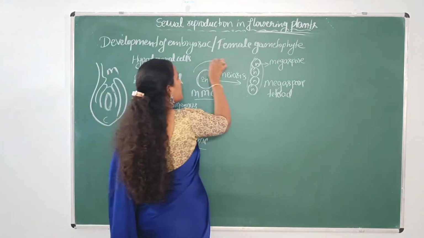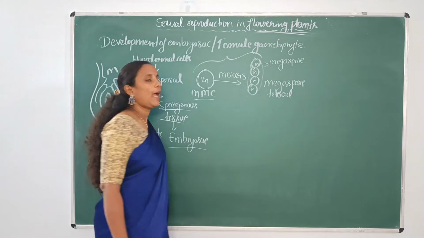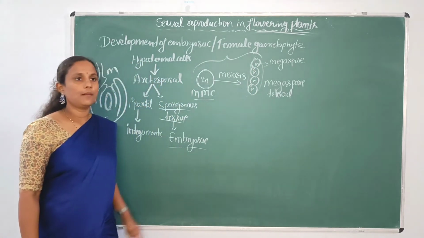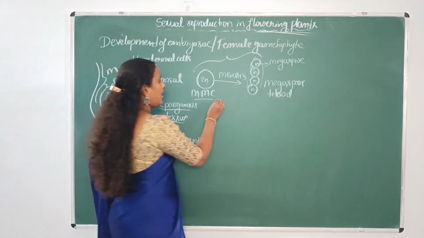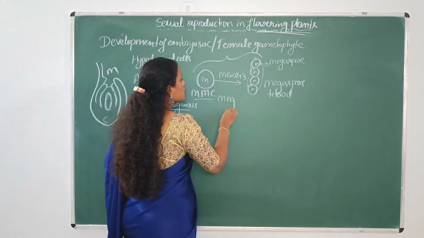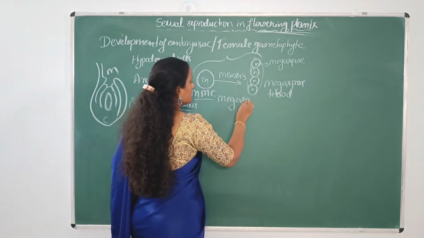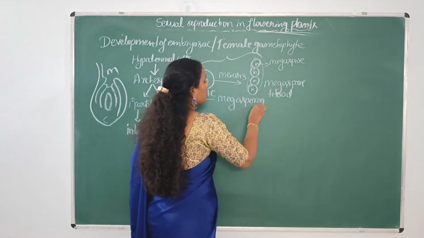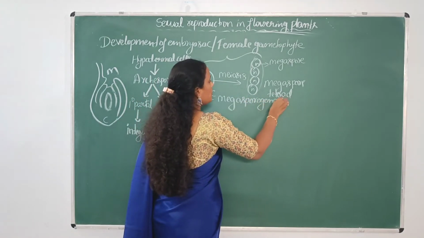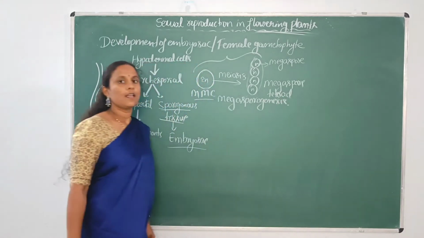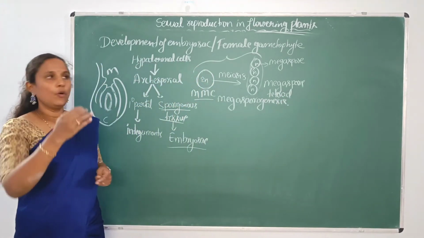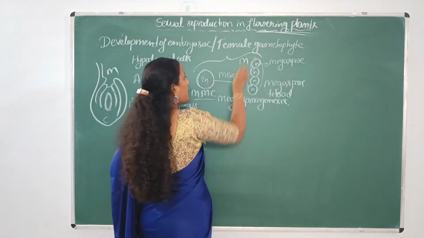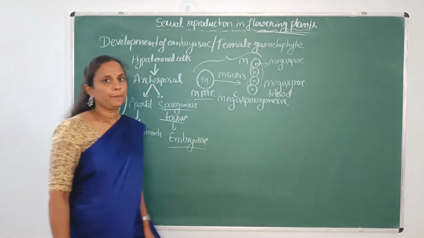This process, that is the formation of haploid megaspores from the diploid megaspore mother cell, is referred to as megasporogenesis. Now we should keep track of the poles. This is the micropylar end and this is the chalazal end.